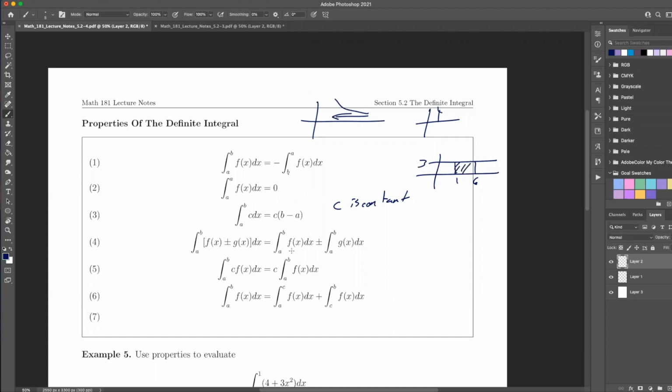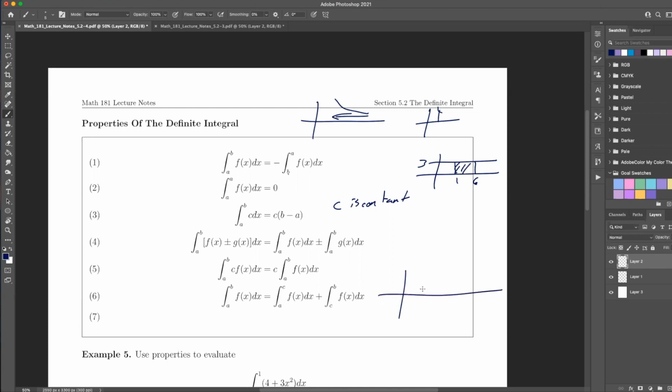If I have two functions, plus or minus, I can just split the functions, so I can do each term separately if I wanted to. If I have a constant, I can just pull it straight out. And here, another way of doing this might seem strange, but it actually has its uses.